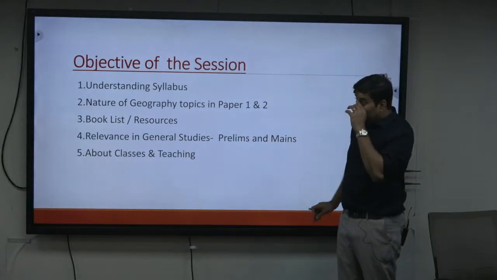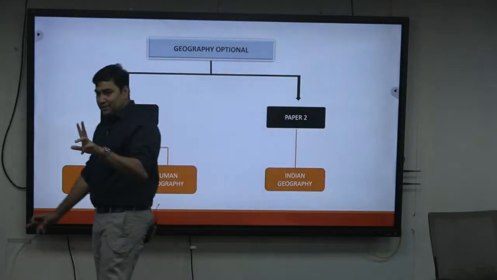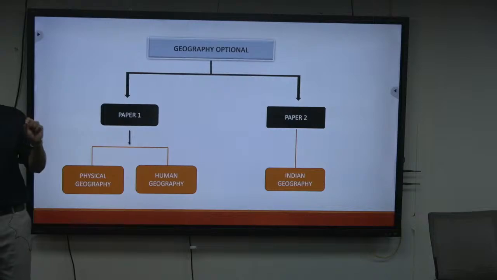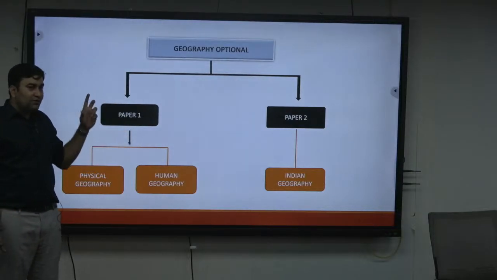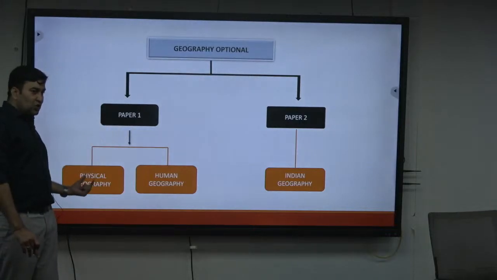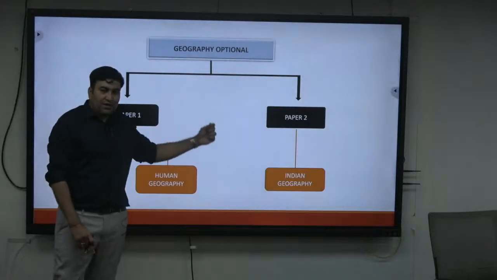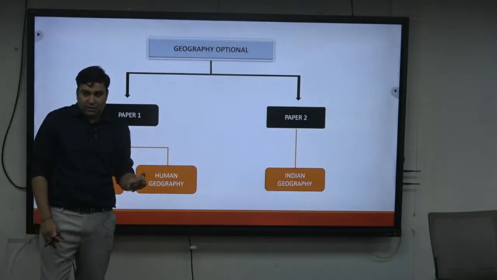Is it clear? So basically this optional paper consists of 2 papers, paper 1 and paper 2. Paper 1 consists of 2 parts, section A and section B. Section A consists of physical geography. This is your human geography. I hope you are getting the idea. And there you are having Indian geography.